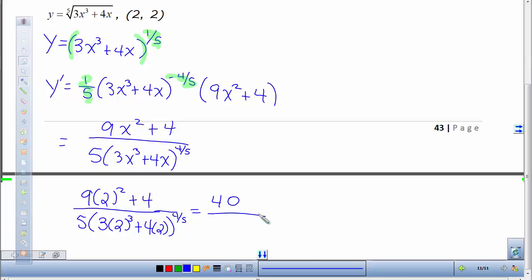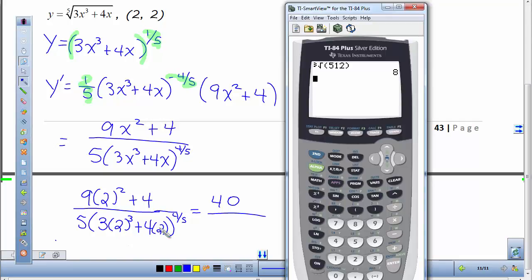Okay, 32 to the 4/5 is going to be what? 16? I mean, you don't have to. So if I do just the denominator, it's going to be 3 times 2 cubed, plus 8, right? Plus 4 times 2, or 8. And we're going to raise that to the 4/5.